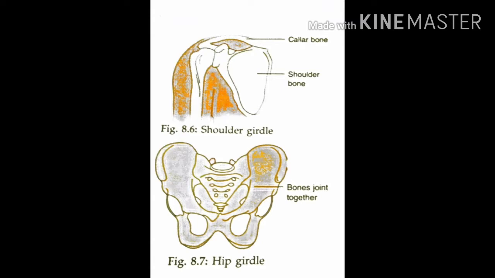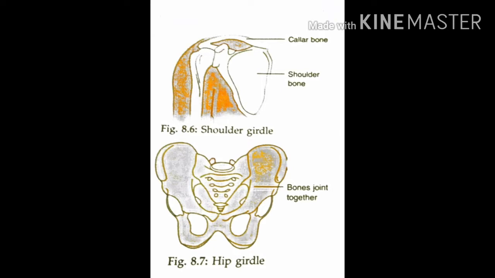See that picture? Two thin collarbones in front and two flat shoulder bones at the back. This one we call the shoulder girdle, also called the pectoral girdle. Upper limbs are attached to the backbone with the help of the pectoral girdle.